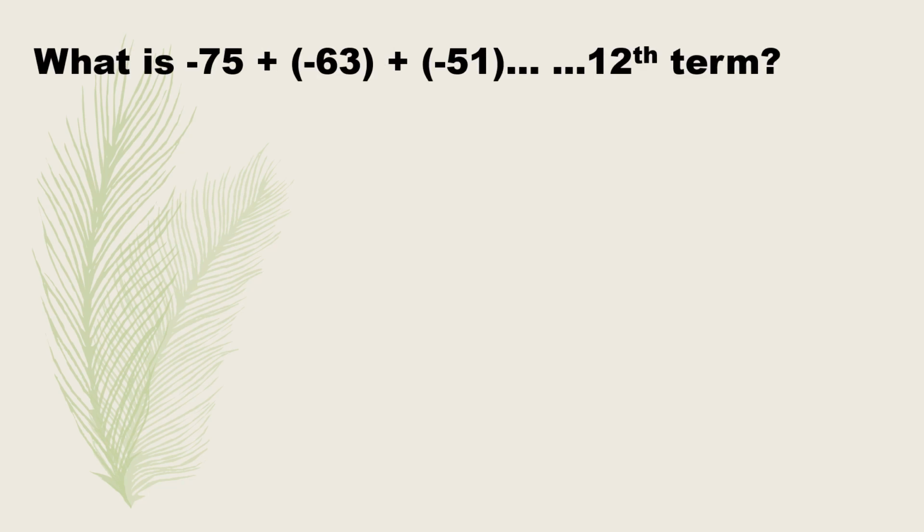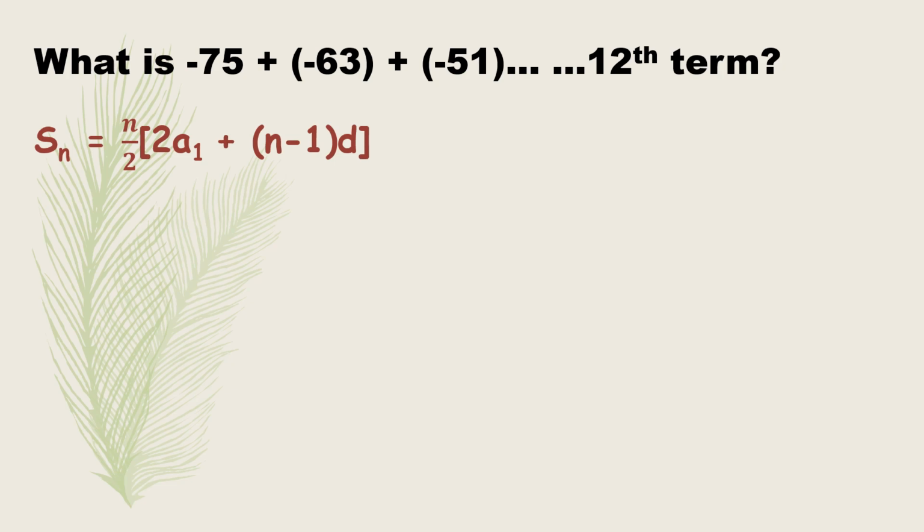Okay, so let's have our last example. So let's say you want to solve for this one. What is negative 75 plus negative 63 plus negative 51 plus and so on up to 12th term? So again, the same with what we did in our previous examples, we're going to use the formula s sub n is equal to n over 2 times 2a sub 1 plus quantity n minus 1 times d.